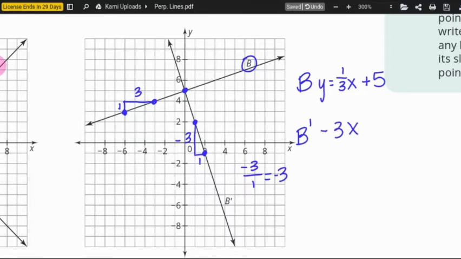And then this line also crosses the y-axis at positive 5. So plus 5. I'm going to give you and your table group about 30 seconds to see if you see a pattern between the two slopes of each line.